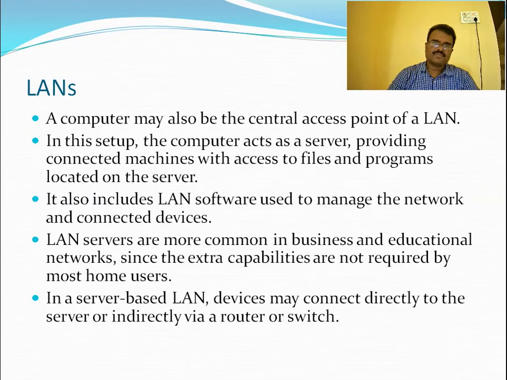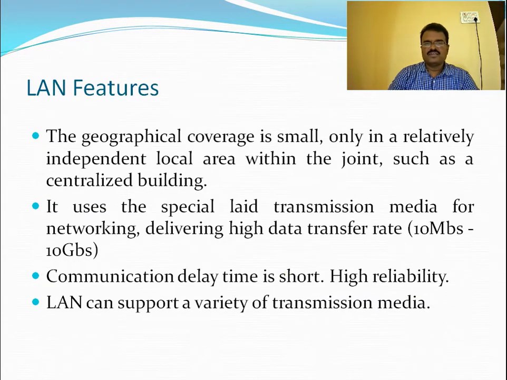LAN features: the geographical coverage is small, only a relatively independent local area, such as a centralized building. A LAN uses special transmission media for networking, delivering a high data transfer rate, that is 10 Mbps to 10 Gbps. Communication delay time is very short, LANs have very high reliability, and a LAN can support a variety of transmission media. So these are the features of establishing a LAN.